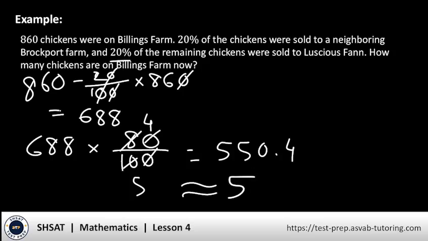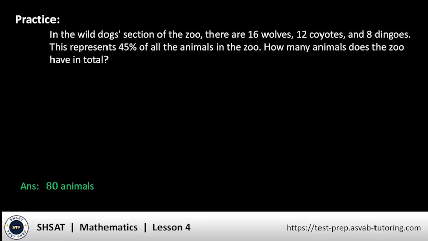So my final answer is going to be 550 chickens, rounding off to the nearest whole number. Okay, moving on. We have another question here. Once again, as you can see, the question is related to animals. So of course, whatever answer comes, you need to round it off. So I hope that you do get 80 animals as your answer.